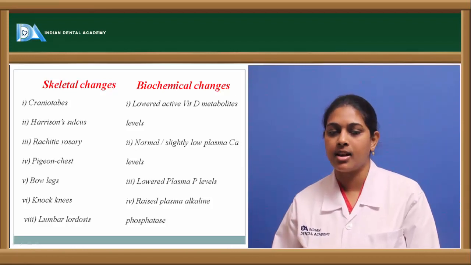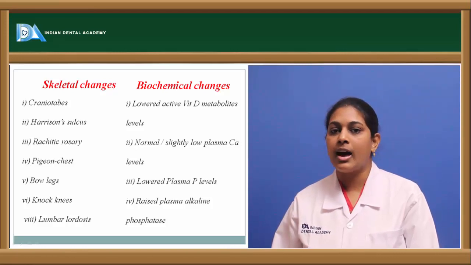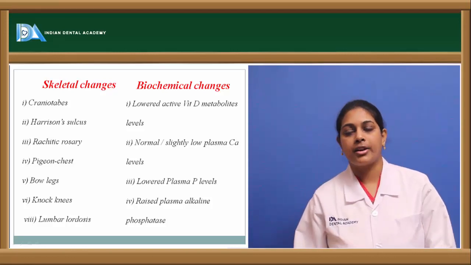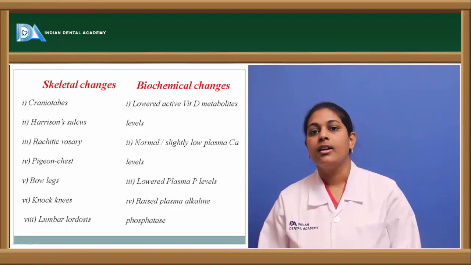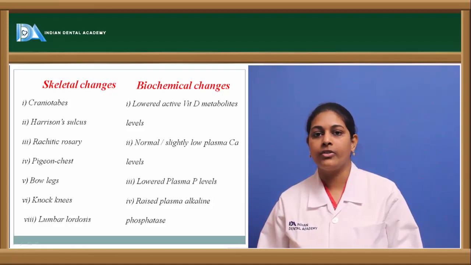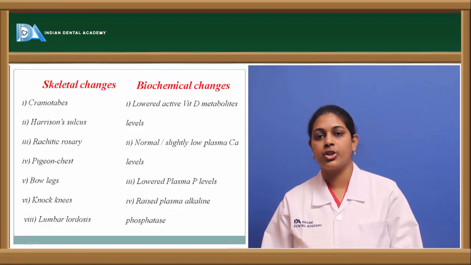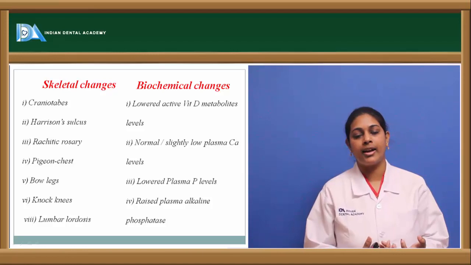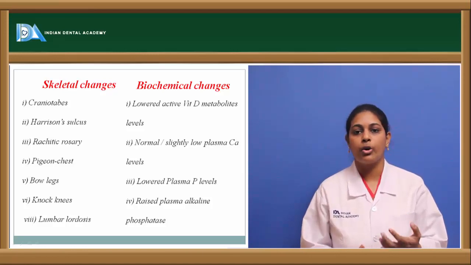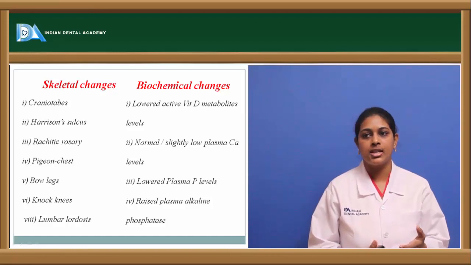Next comes the Harrison sulcus, where we see indrawing of the soft ribs in these patients. Next is the rachitic rosary, where during inspiration there is more indrawing of these soft ribs, which gives a rachitic rosary appearance. Next comes pigeon chest, where there is protuberance of the upper abdominal area, which gives a pigeon chest appearance.